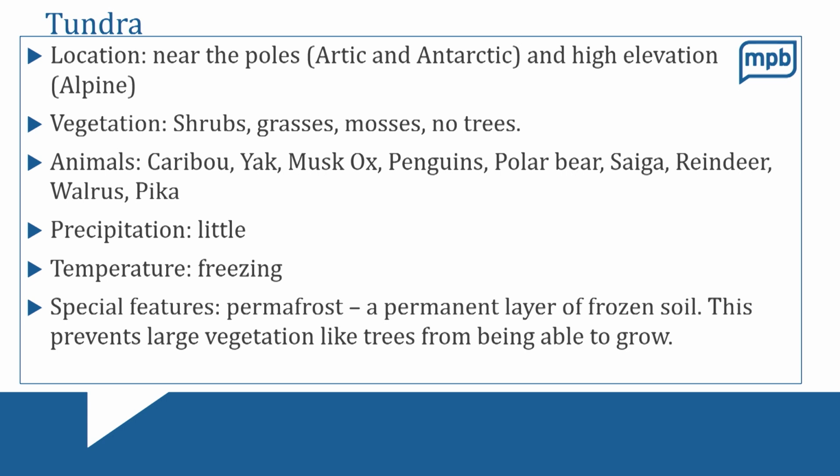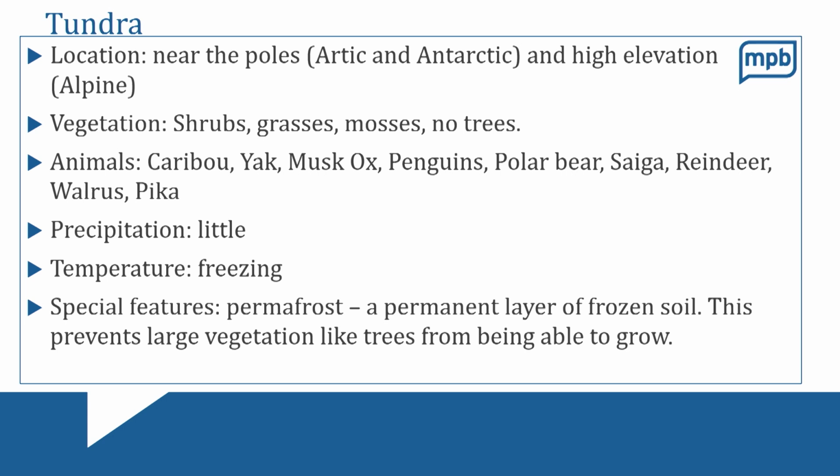Now, I want to talk about some special features in the tundra, and this is a word I really need you to remember: permafrost, okay? So what is permafrost? Well, you'll see that it kind of sounds like the word permanent, and it kind of sounds like the word frost, and that's basically what's going on here. Permafrost is a permanent layer of frozen soil, and this prevents large vegetation like trees from being able to grow.